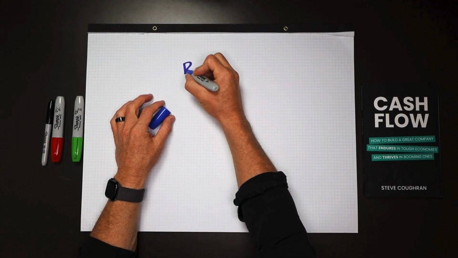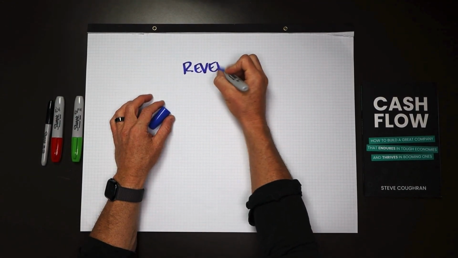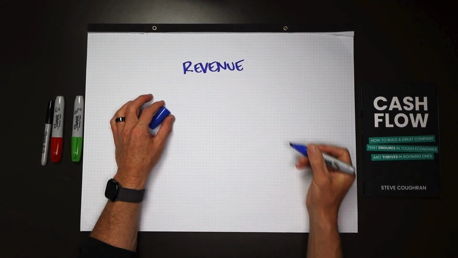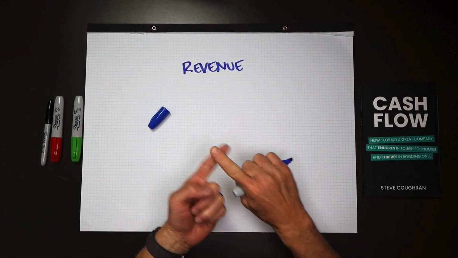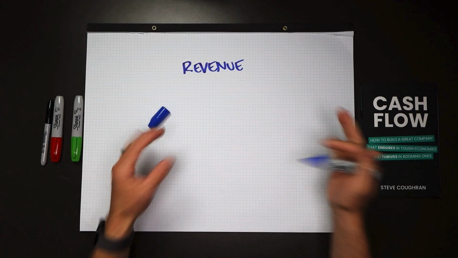If we look at the income statement, the very top line is revenue. Revenue represents the amount of income that you generate from selling your products and services. I think you got this, right?